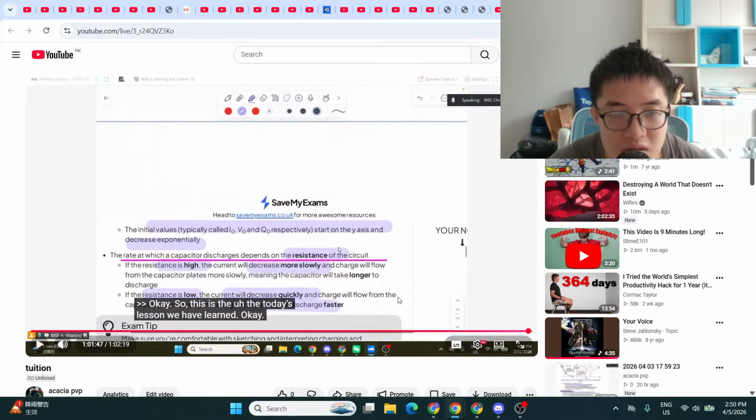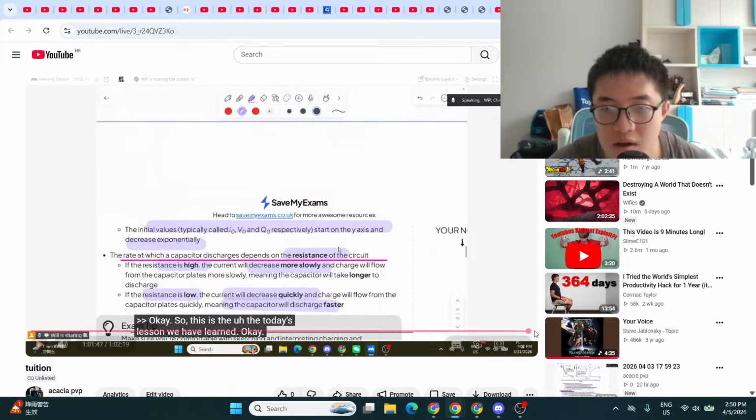If the resistance is high, the current will decrease more slowly, and the charge will flow from the capacitor plates more slowly. It takes longer to discharge. If the resistance is low, it discharges more quickly. Yep, got it.